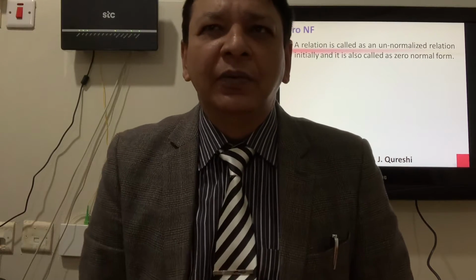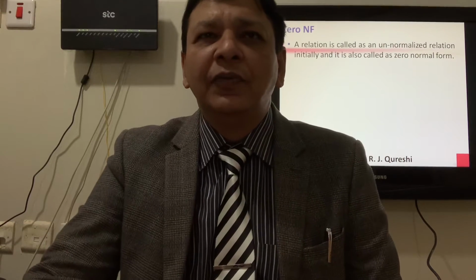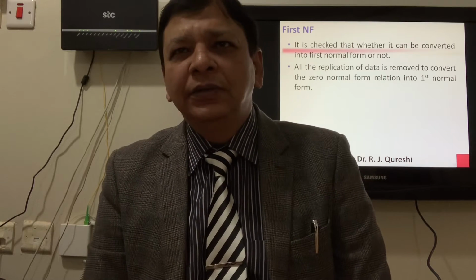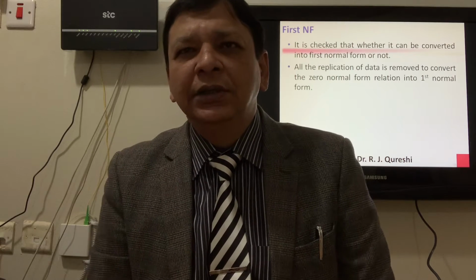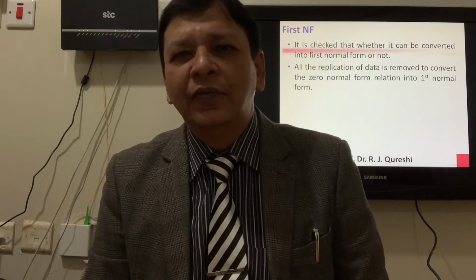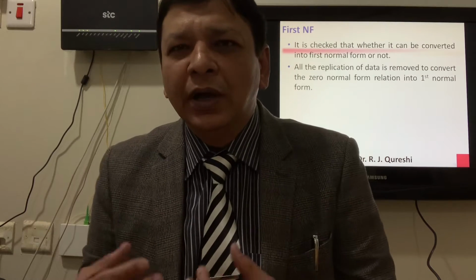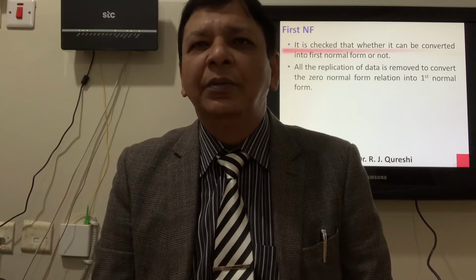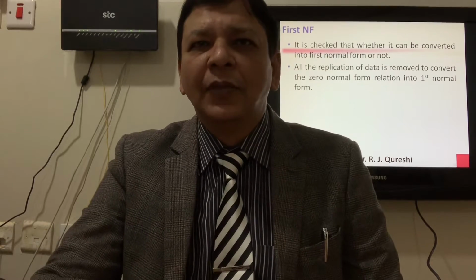Then what is the zero normal form? It's called an unnormalized relation, and it is the zero normal form. First normal form: it is checked whether it can be converted into first normal form or not. All the replication of data is removed to convert the zero normal form into first normal form. So for example, we have an ERD diagram. For each entity, we define the related attributes in the first normal form, and we make sure there is no replication, no duplication or redundancy.